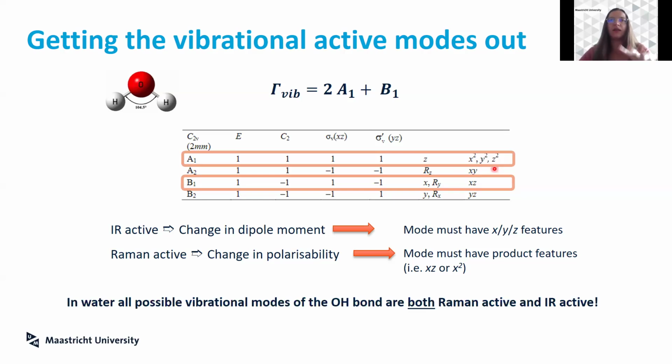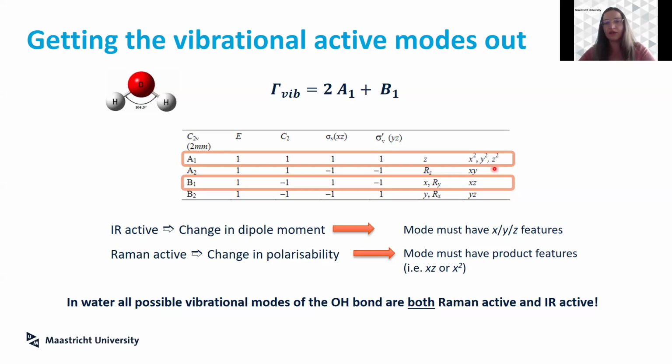This means that in water, all of the possible vibrations that you have of this OH group will give you both a Raman active and an infrared active behavior. You will see them in Raman, you will see them in infrared. The tables are telling you this.